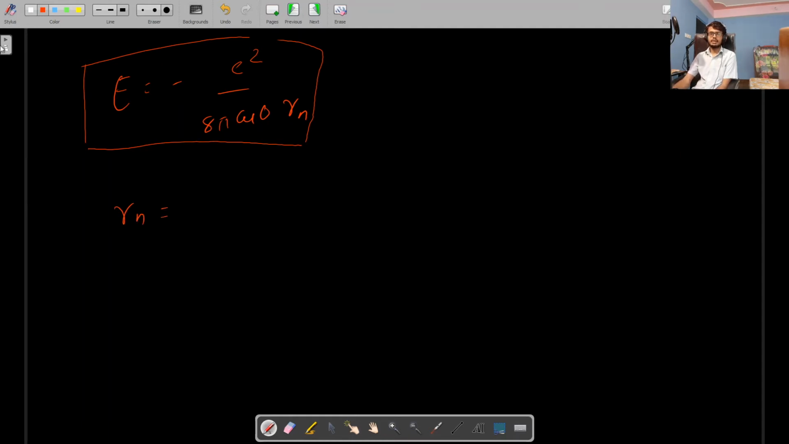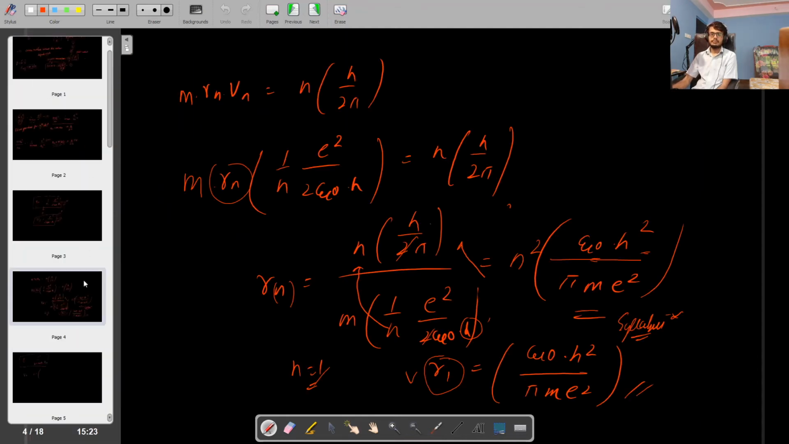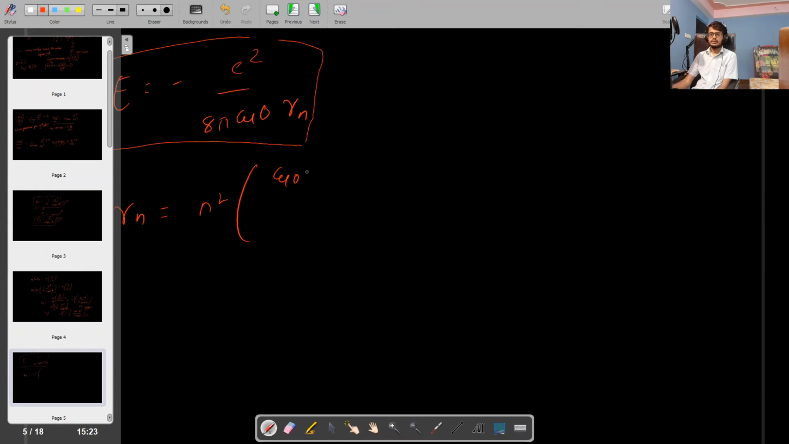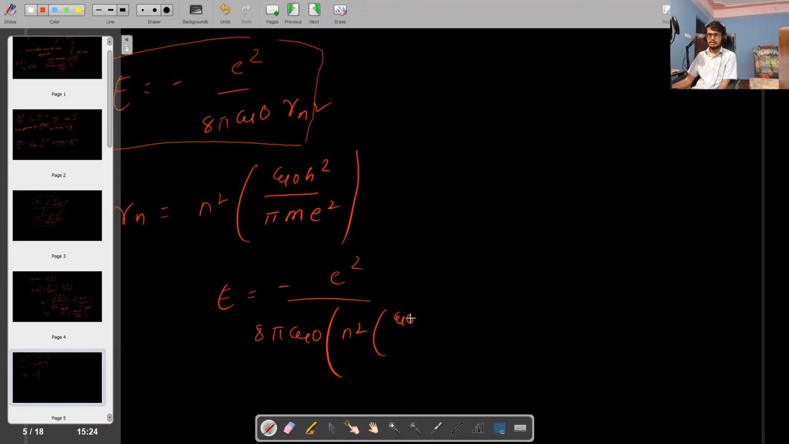So what was Rn that we got? Rn was n square epsilon naught h square divided by pi m e square. So this was Rn, right? Now in place of Rn in this formula, we replace Rn with this one. So we get E equal to minus e square divided by 8 pi epsilon naught times n square epsilon naught into h square divided by pi m e squared, whole square, I think.